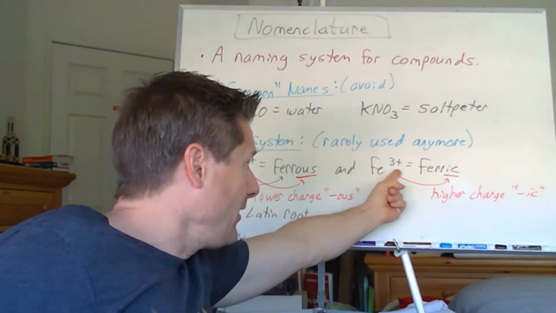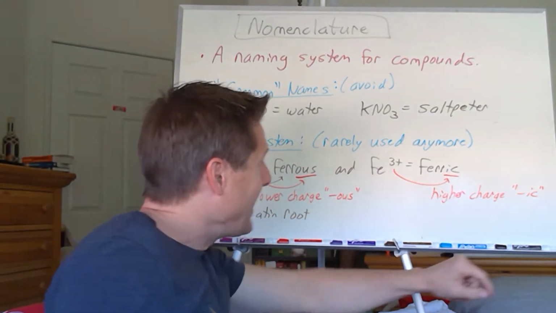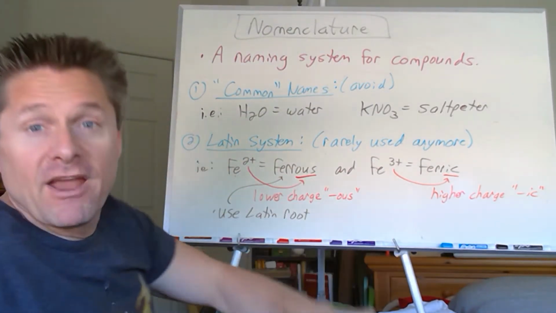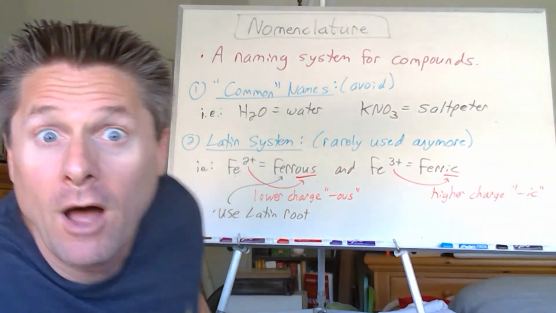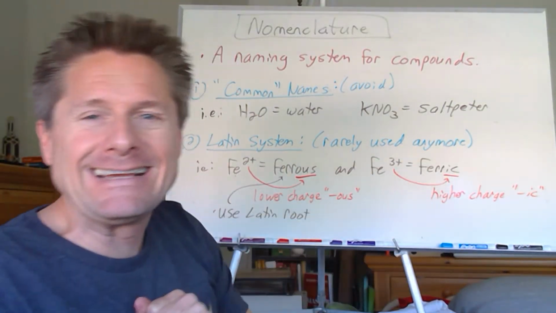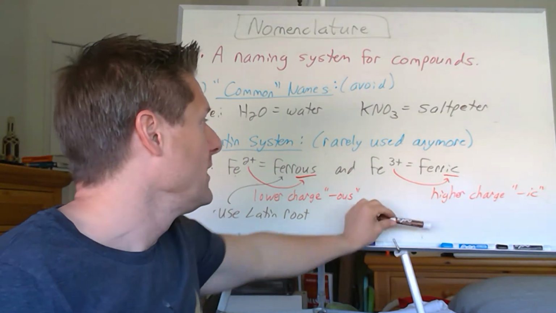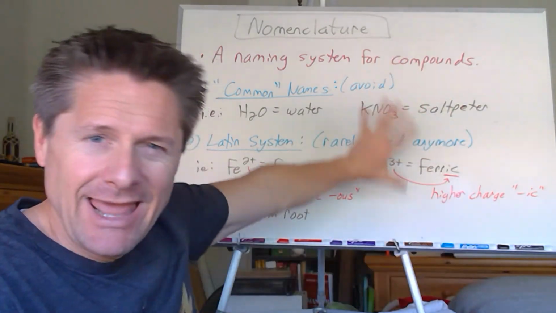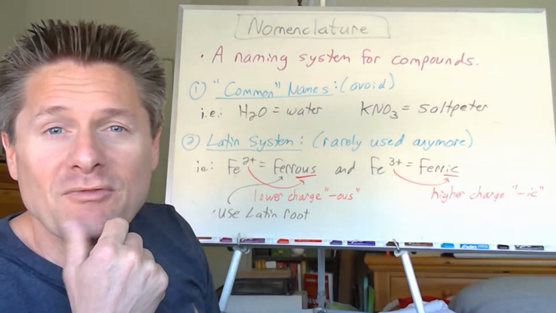If it is the higher of the charges, it gets the -ic suffix. So this would be ferrous, or the ferrous ion. Today we call it the iron(II) ion. That's a lot easier. This would be the ferric ion, but we call that iron(III) today. So at least you got an idea of what pain we had to go through before.